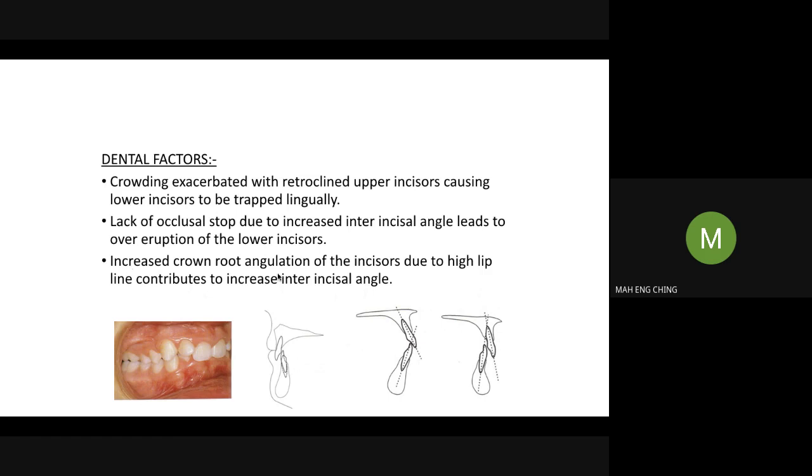So crown root angulation just means this one is a crown, this one is a root. But because the lip is very powerful, during the development the lower lip is going to retrocline the upper incisor. Then the patient is going to have this increased crown and root angulation.